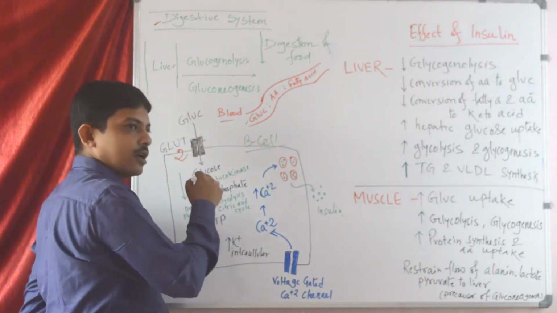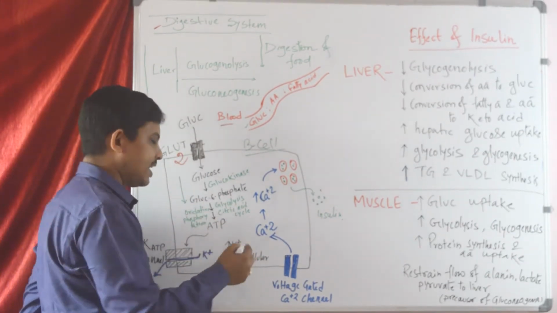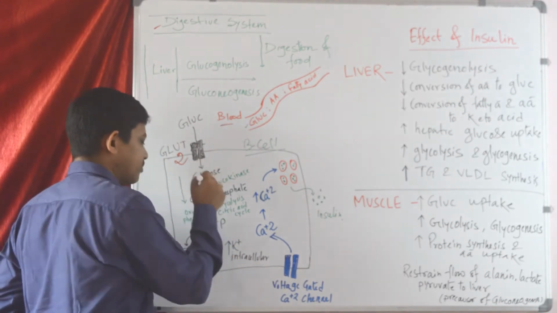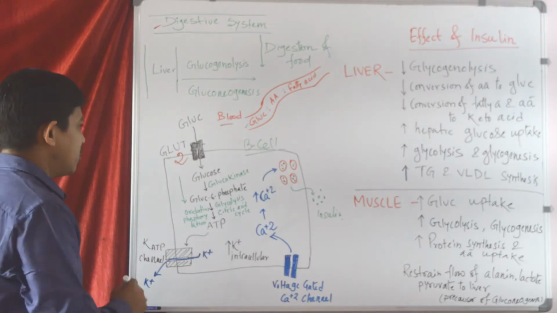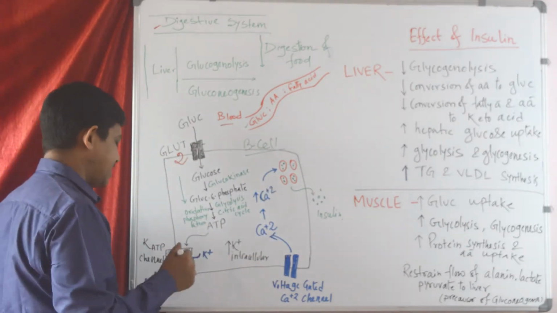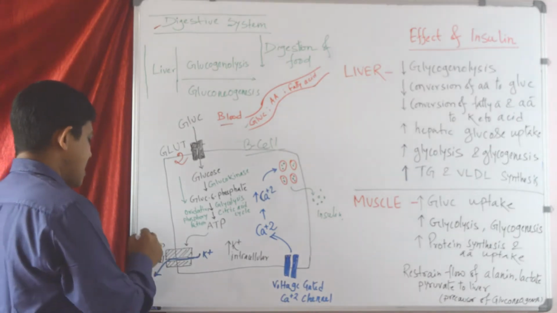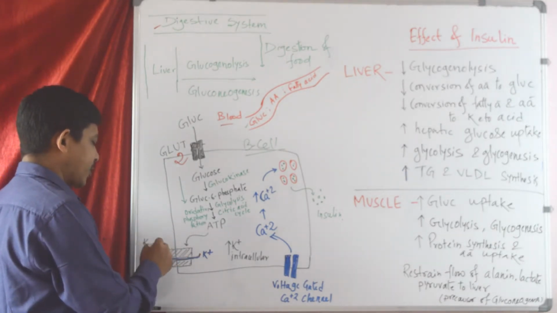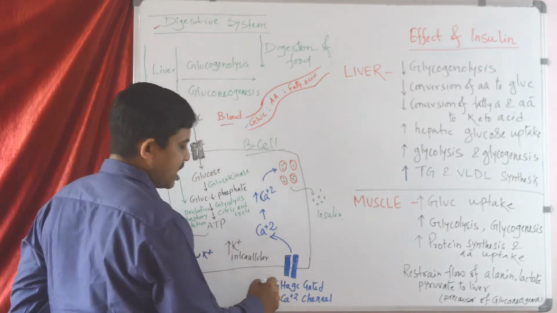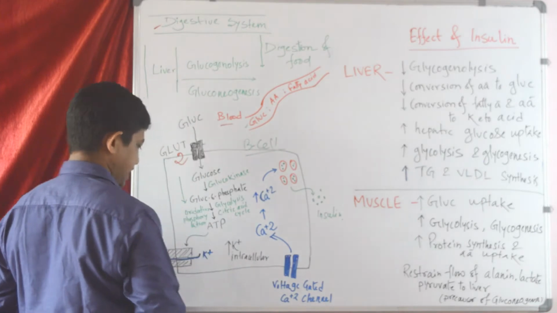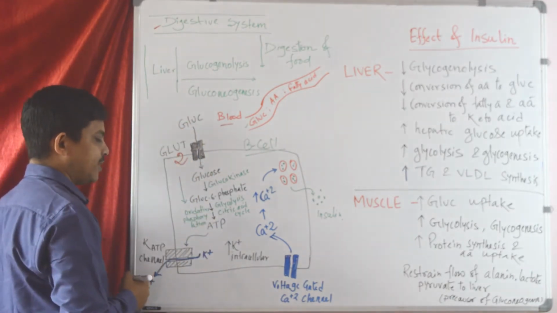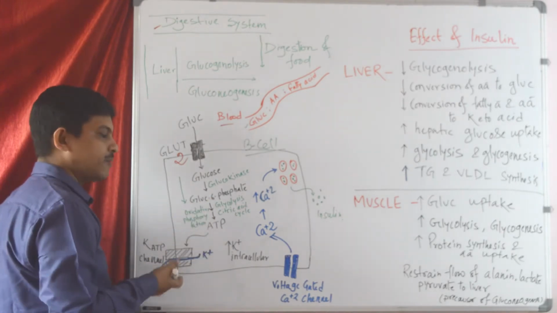That's why we say ATP is energy, converted from glucose. Now the pancreatic beta cell consists of two major ion channels: one is the ATP sensitive potassium channel, and the other is the voltage gated calcium channel. Whenever glucose enters the pancreatic beta cell, the production of ATP rises.